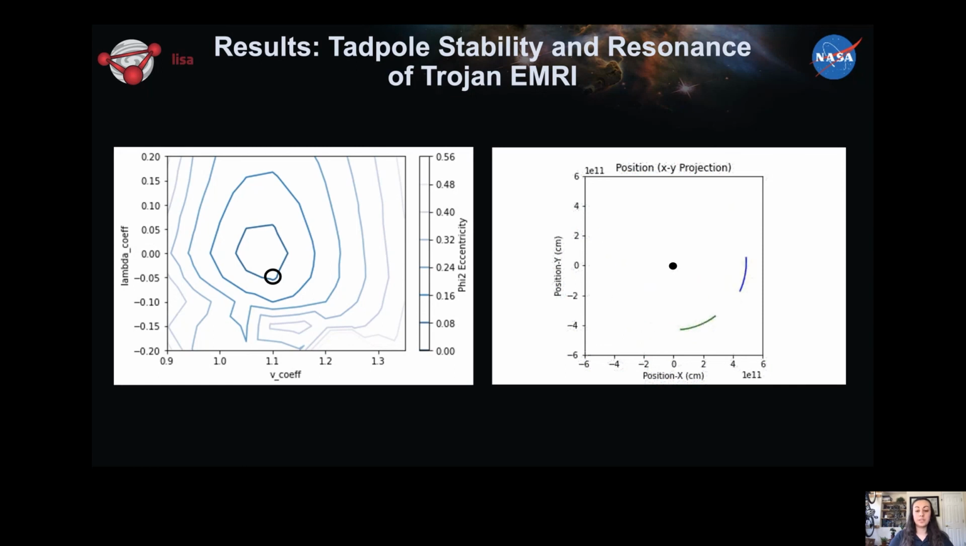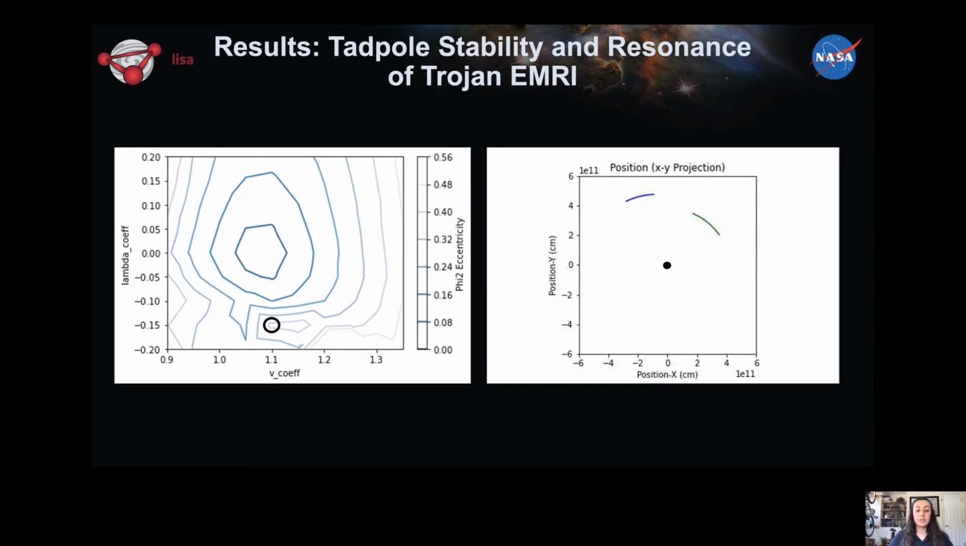But if we look closely at one of the different structures in this contour plot and plot the XY projection on the right, we see that they have a very close approach right at the beginning, and then break their resonance immediately after their close approach, making this system no longer a resonant Trojan EMRI system. So these initial conditions are not something we would like to explore in our gravitational wave amplitude plots because they do not produce a resonant Trojan EMRI system.